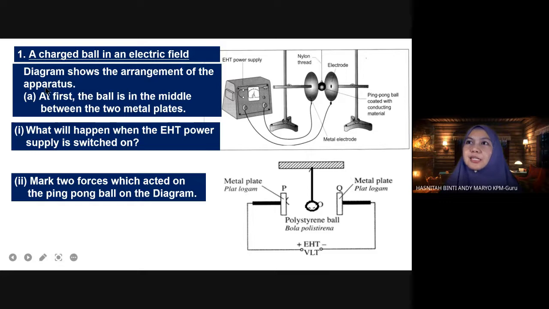Okay, students, the first question. At first the ball is in the middle between the two metal plates. What will happen when the EHT power supply is switched on? What do you think will happen to the ball now? It is placed in the middle of the two plates. What happened when you switch on the EHT? Anything happen to the ball?